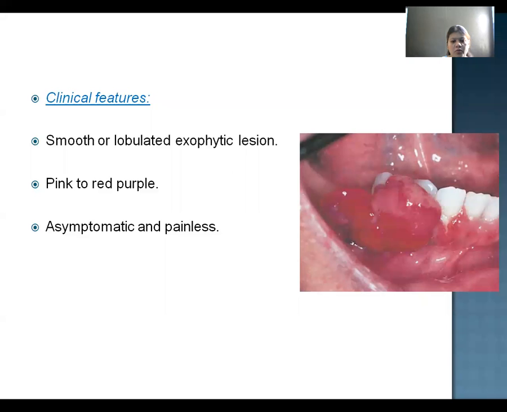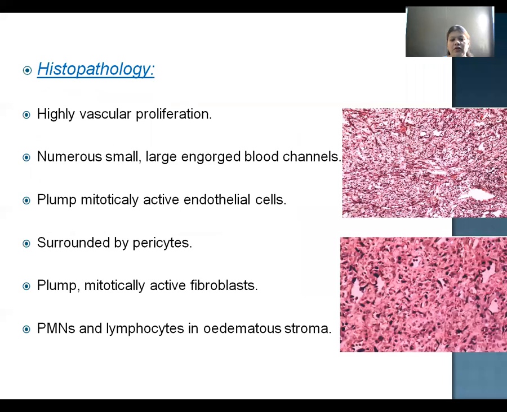Clinical features: smooth or lobulated exophytic lesion, pink to red-purple, asymptomatic and painless. Histopathologically, highly vascular proliferation, numerous small and large engorged blood vessel channels are present.